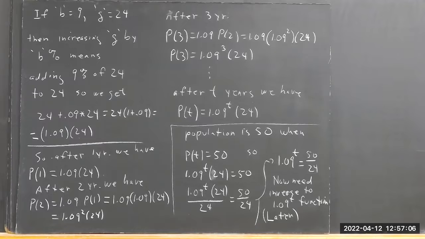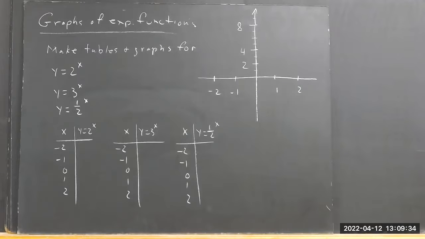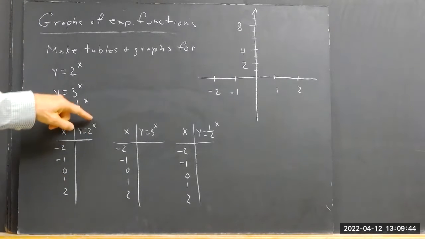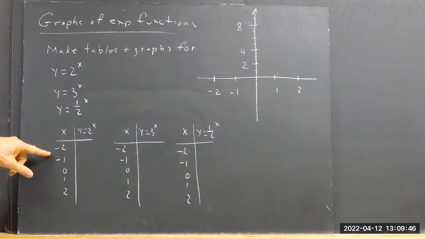And that's significant. That's it. Some people have 3 tables and 3 graphs already. Some people are still working on some of the tables. So let's be clear. 2 to the x, what's 2 to the negative 2? It's 1/4. How do you know it's 1/4? Either because you remember it or because you worked it out, right?